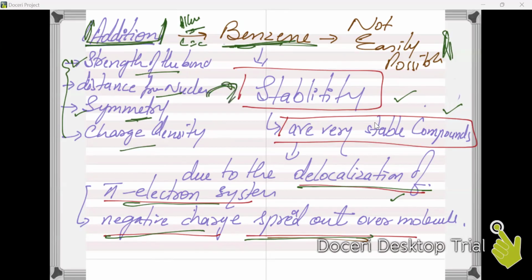And as far as benzenes are concerned, they have stability. Whoever is stable, whether you are talking about a human in real life or about compounds in chemistry, stability makes you less reactive, makes a person less impulsive. So you need to be stable first, then you're not going to react unnecessarily. It's a very stable compound, and the stability comes from the delocalization of the pi electron system, because the negative charge is spread out over the molecule evenly.